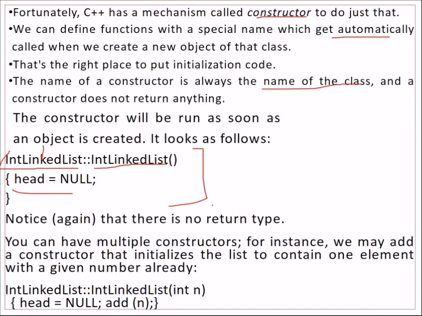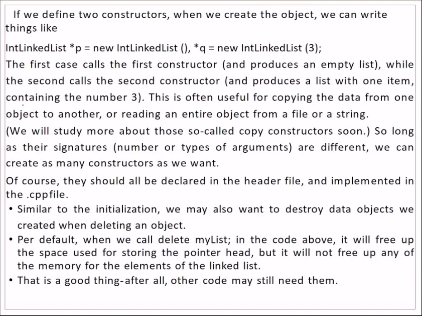So you can have multiple constructors, not just one. For example, we may add a constructor that initializes the list to contain one element with a given number already. Head equal to null we have already done. Let us add n. This n value will be added here. So there can be multiple constructors. If we define two constructors, when we create an object, we have to specify which one we are going to call.